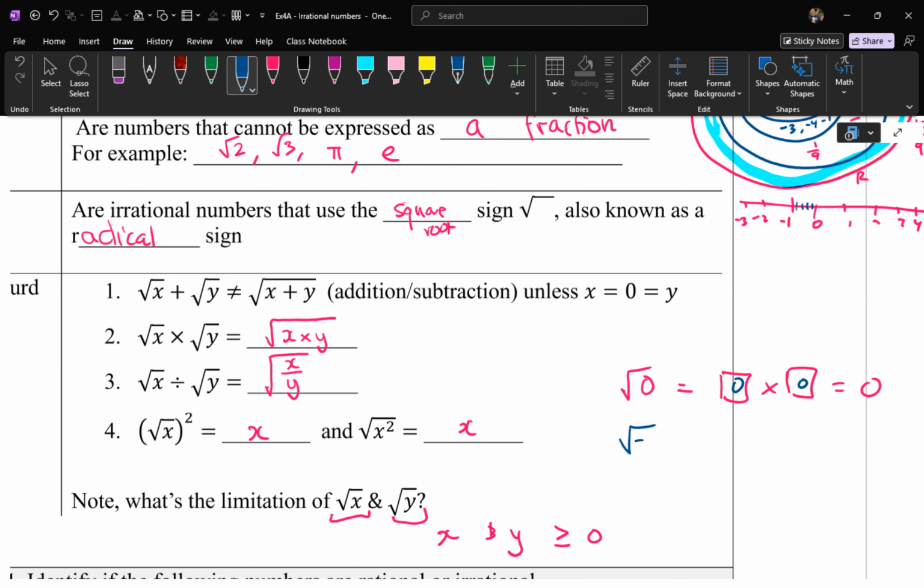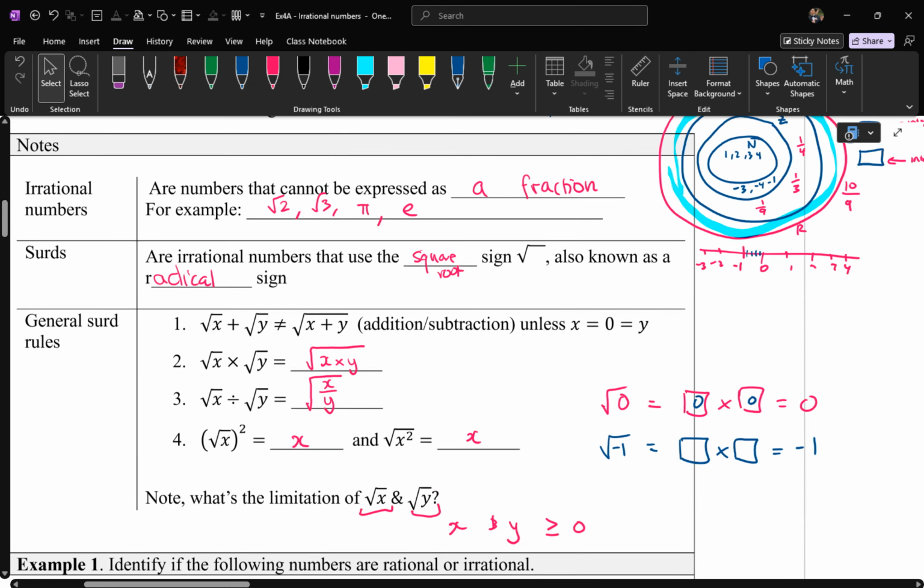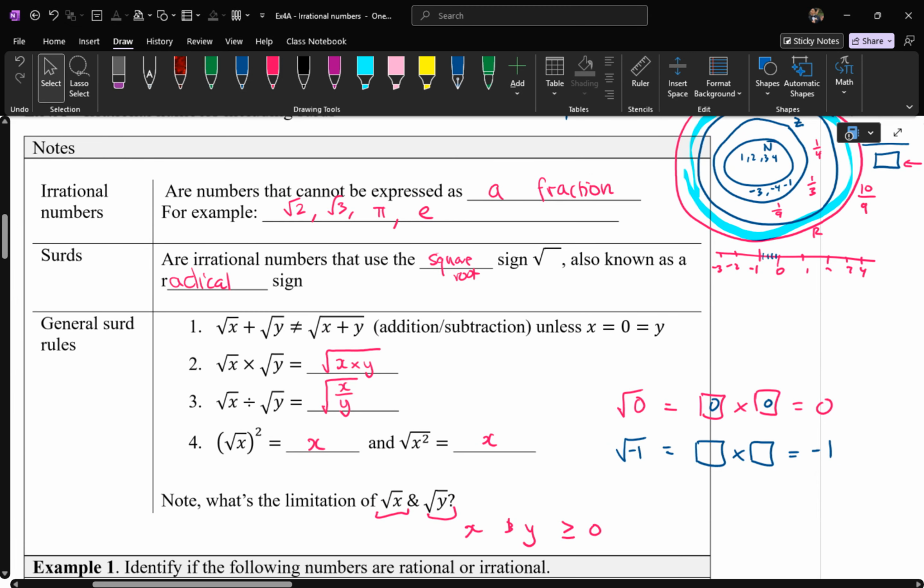What's impossible is you can't do root of -1, because if I asked you what number times itself gives you -1, what's that number? There is no number. Okay? Well, actually, if we introduce the system of complex numbers, then yes, you can do it. But that's in specialist.